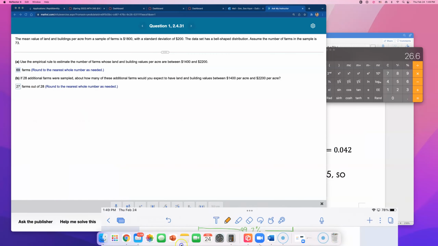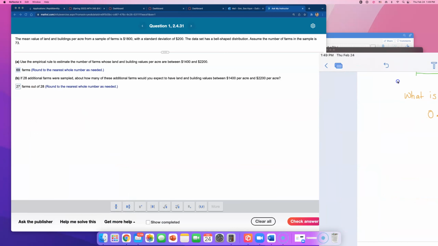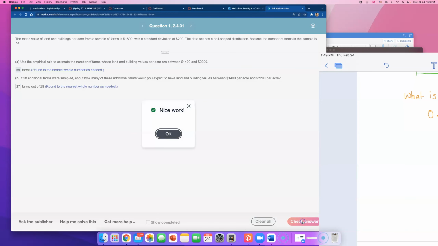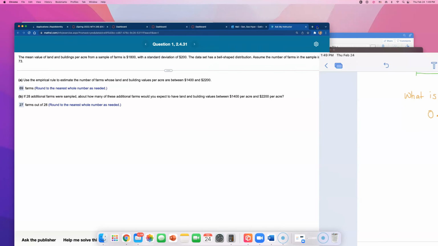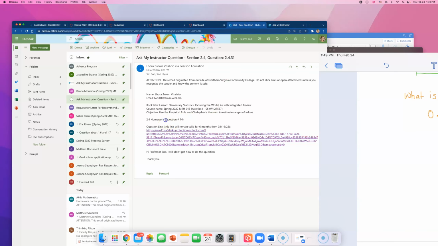Because 95 is big, it will be unusual to see a farm that is below the lower bound or above the upper bound. So that's how you can do this question. And this one was question number 14 on the 2.4 homework.